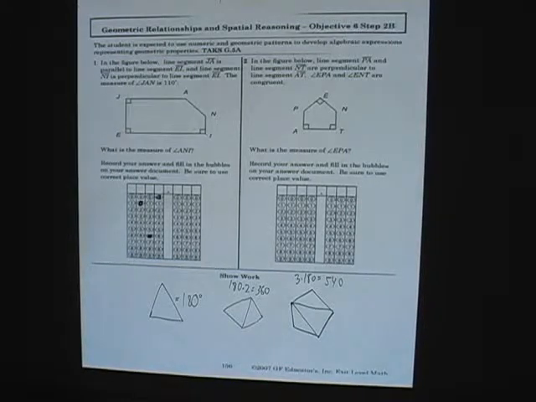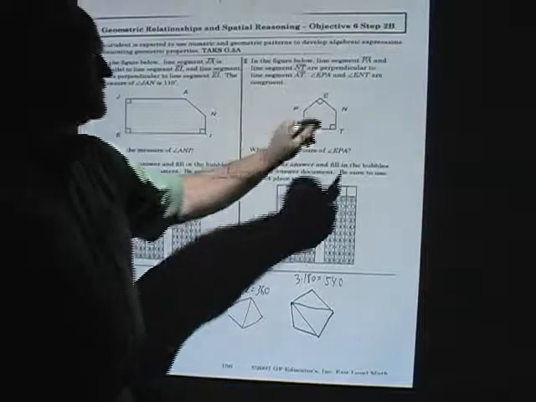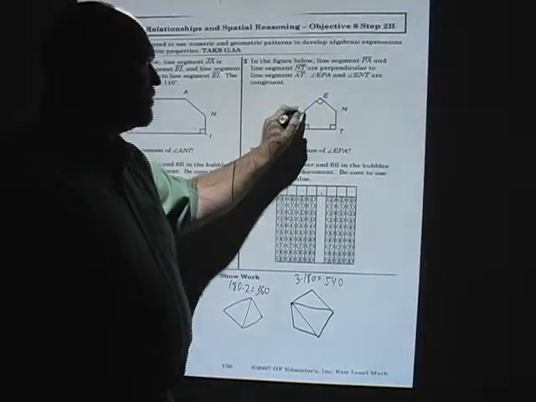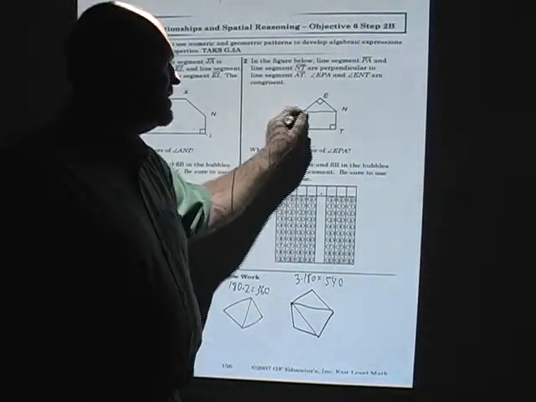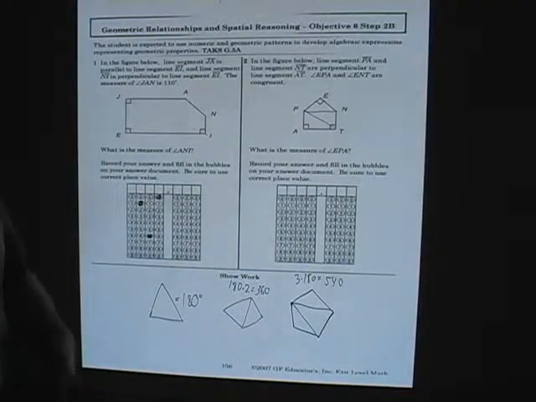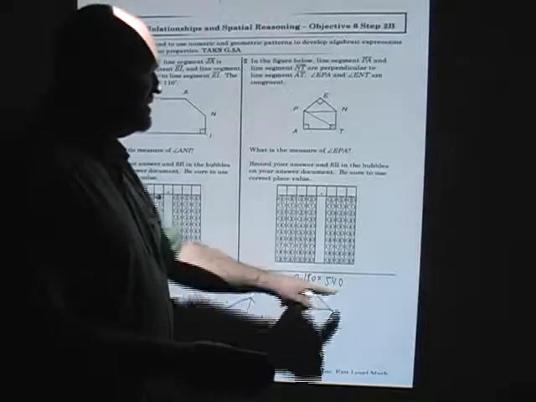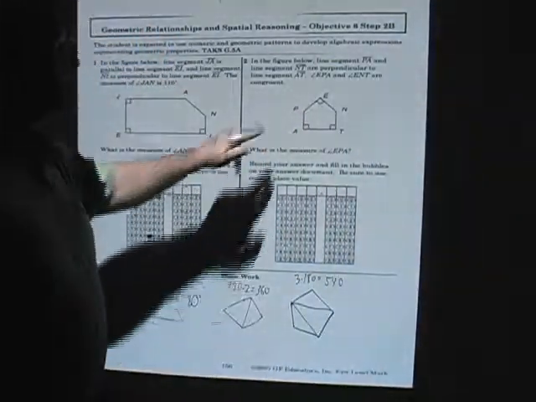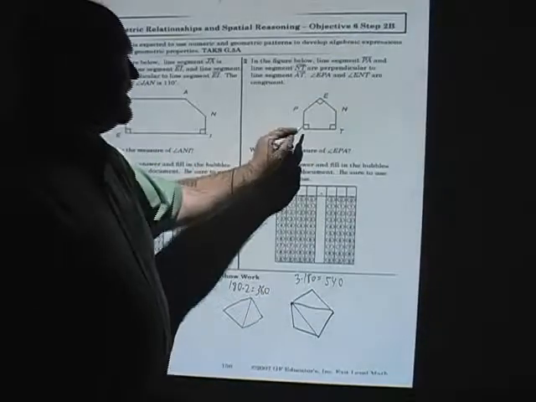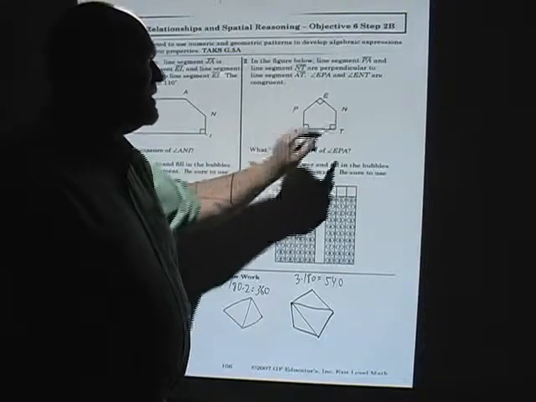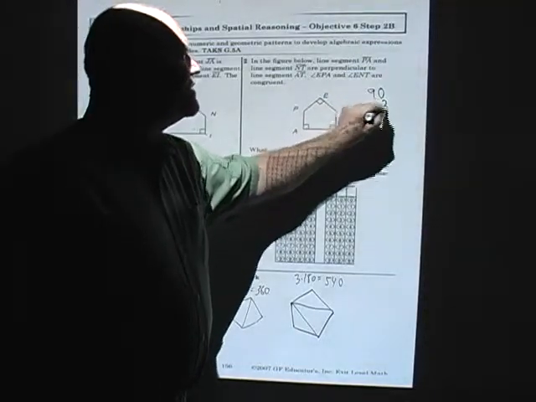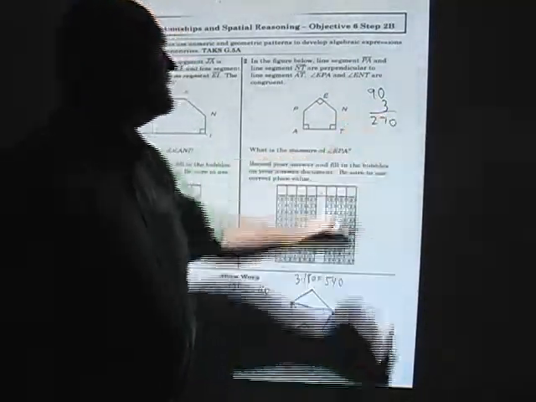Okay, number 2. Once again, we have a 5-sided figure. So again, it's going to be 540. If you want to draw the triangles, you can. Got 3 triangles. 3 times 180 is 540. So all these angles need to add up to 540. We know these 3 are 90. 90 times 3 is 270.